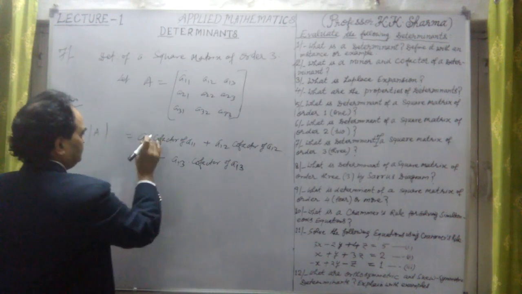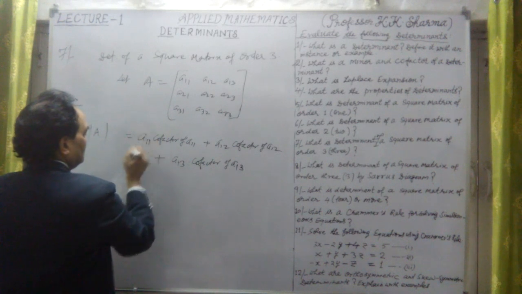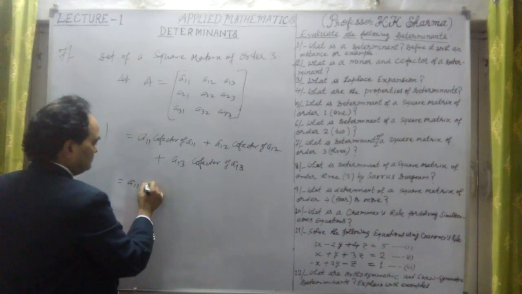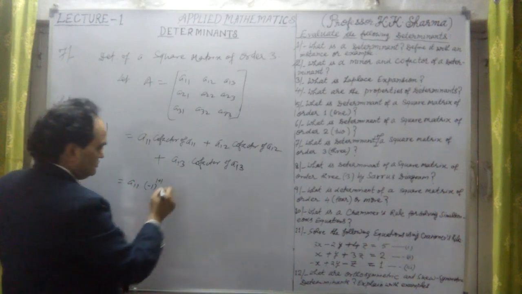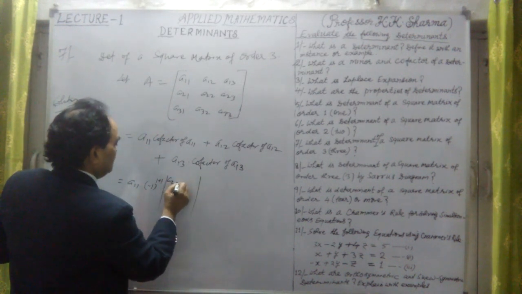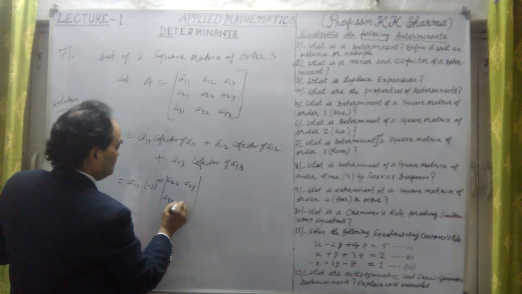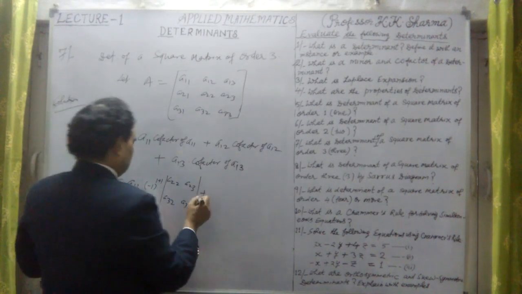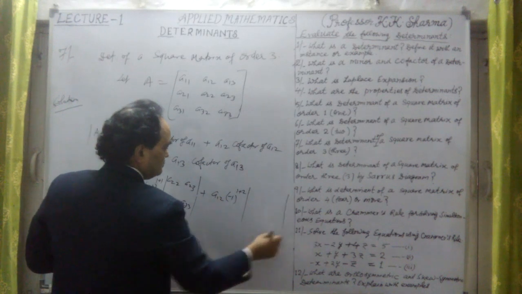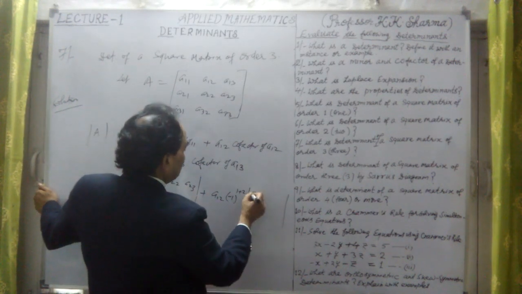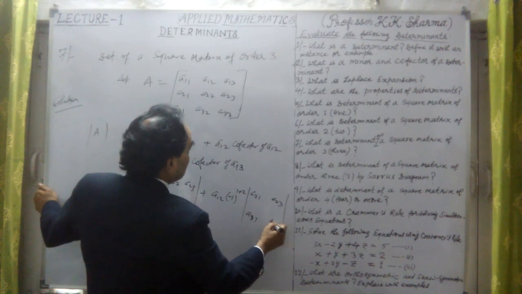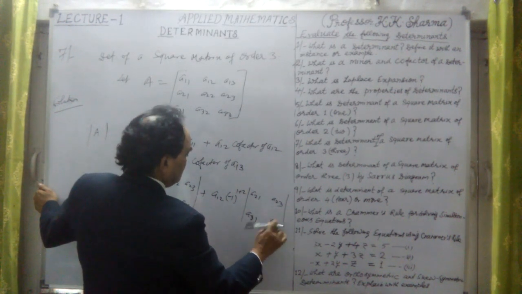So what is the answer finally? A11 into the cofactor, which is minus 1 raised to power 1 plus 1 into the minor. In this case we write the minor as A22, A23, A32, A33, plus sign. Then A12 into minus 1 raised to power 1 plus 2 into the determinant of A21, A23, A31, A33.